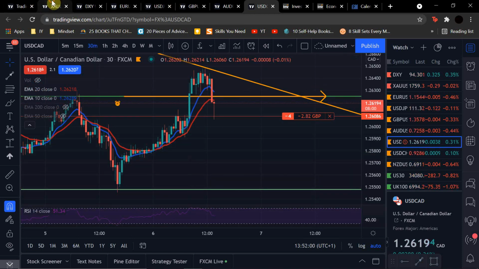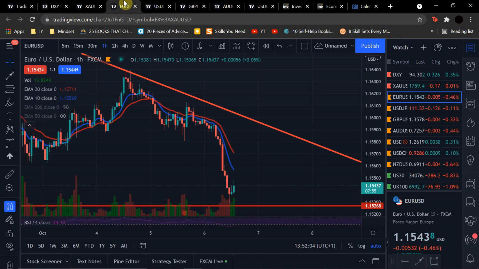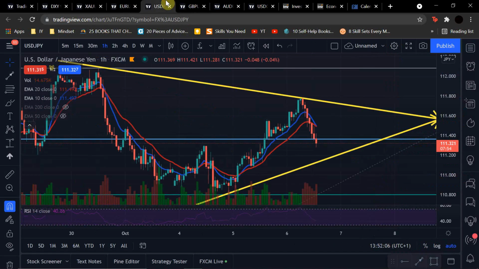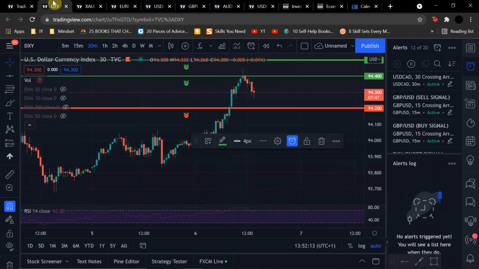Okay, cool. USD CAD. We got gold here. DXY. Euro USD. USD JPY. GBP USD. Okay, let's just watch and see. I'm gonna pause this in a little bit. I might start a new recording. But these are the trades I have open.